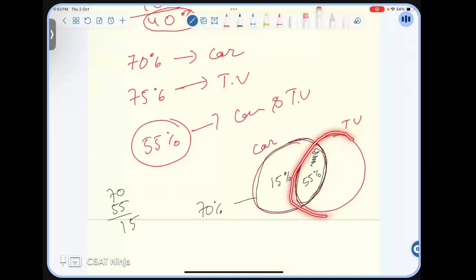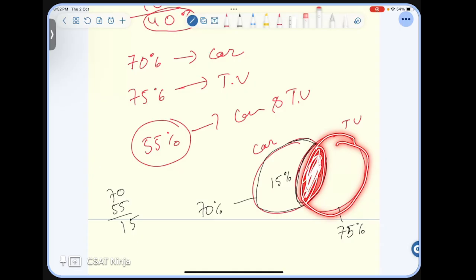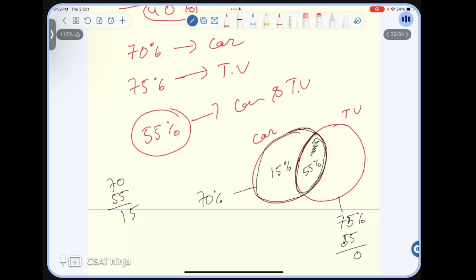This full area is given as 75%, but this area itself is 55. So the remaining area will be 75 minus 55, which is 20. So the answer here is 20%.